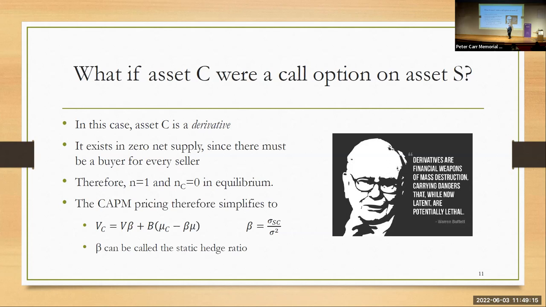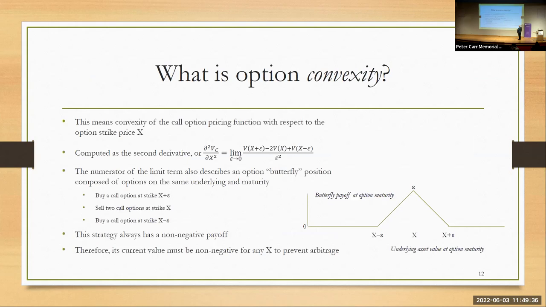You put the formula together, right? It looks even just a little simpler. The beta is the standard regression beta, right? Covariance divided by variance. And you can call it the static hedge ratio. You can call this the beginning of the weapons of financial mass destruction if you're Warren Buffett. And you try to figure out if this makes sense.